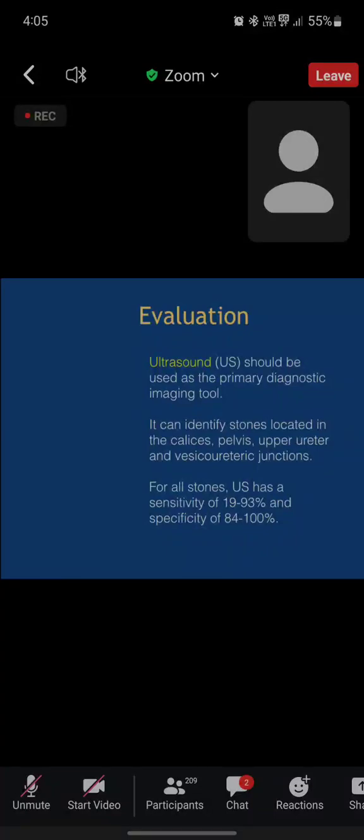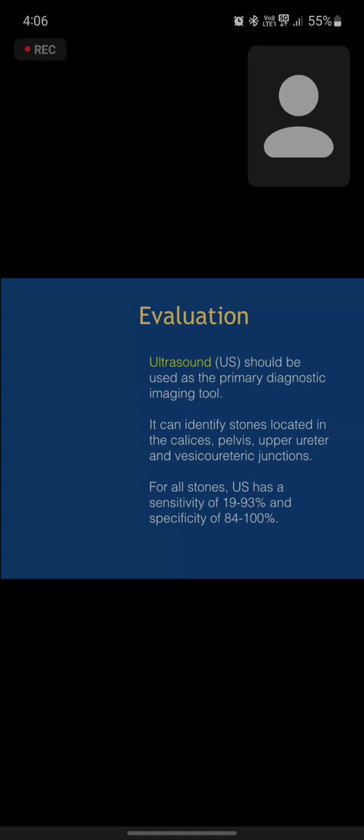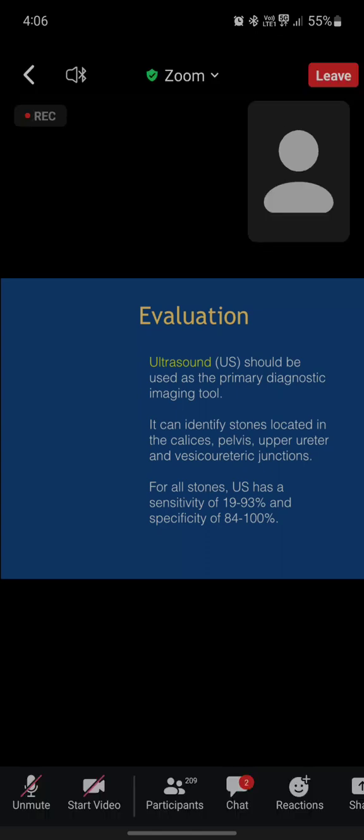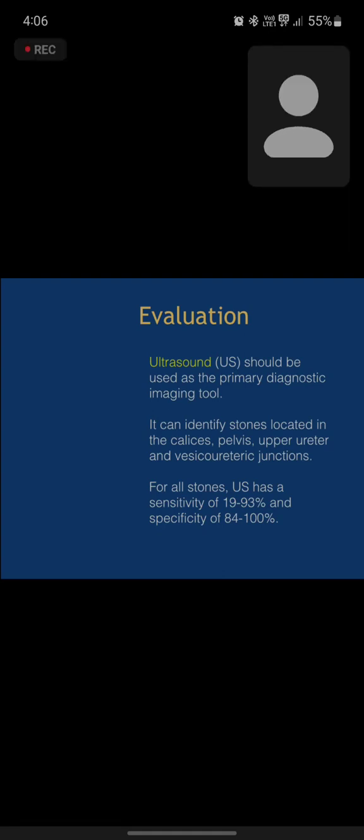stone disease. It can identify stones located in the kidney, like the renal calyx, pelvis, upper ureter, and vesico-ureteric junction. But in the middle part of the ureter, which is obscured by bowel gas and pelvic bone, it cannot identify a ureteric stone. And many a time we see in a report mild to moderate hydronephrosis, but the stone cannot be seen.